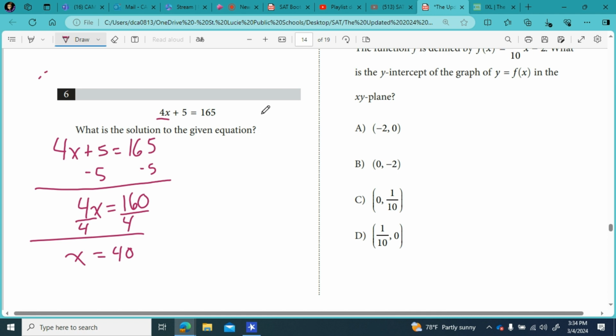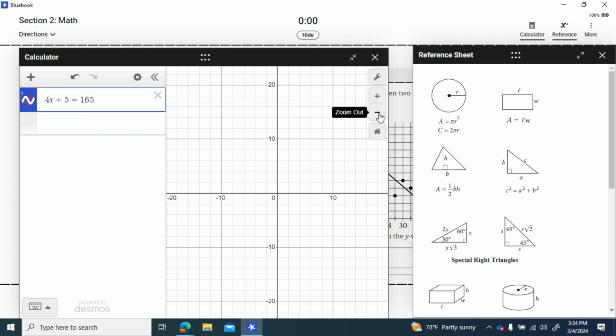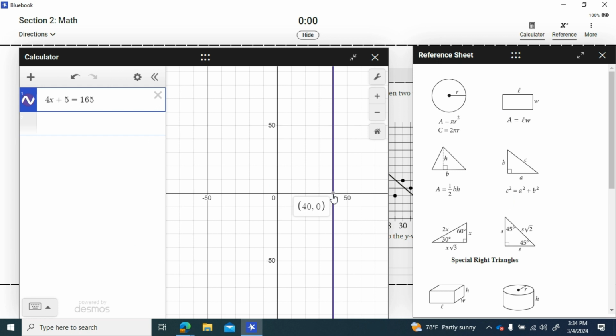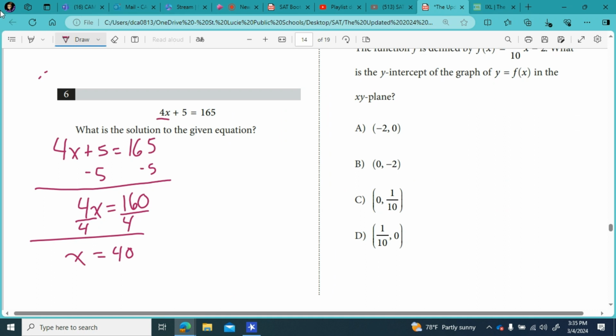And one thing that I really like about this digital version of the SAT is this Desmos calculator. I hope I've sold you on this already, but if you just put in 4x plus 5 equals 165 and you zoom out right here, it gives you the answer. It's 40. So you wouldn't have had to solve for x if you just put it on the calculator. The graph gives you the answer. So you would just type in 40 and that's it. That's the answer to question number 6.